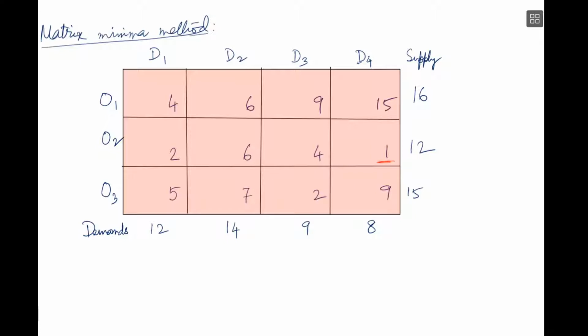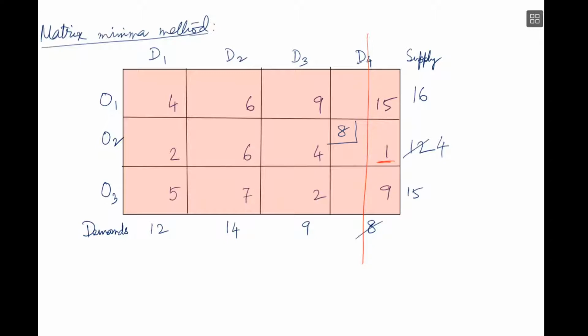So we shall make our first allocation at this cell 2-4, and as we see, the maximum possible allocation at the cell 2-4 is 8, since the demand is 8 units and the supply is 12 units here. So after allocating 8 units at the cell 2-4, the demand will be fulfilled and supply will still be available, 4 units from O2. So as before, we discard the column 4 as there is no need to allocate at any other cell in that column.